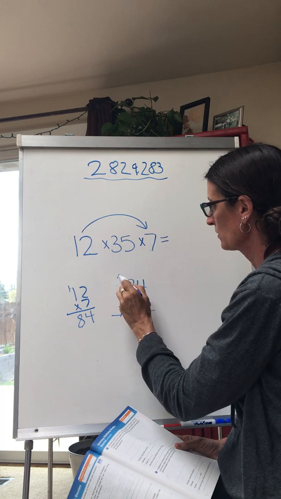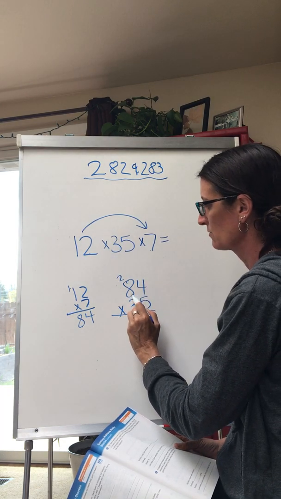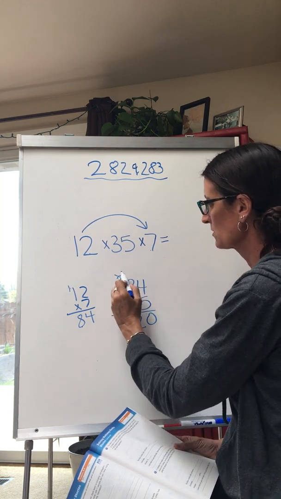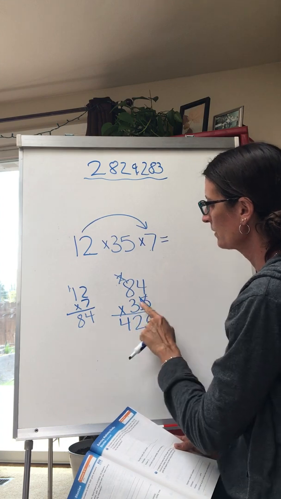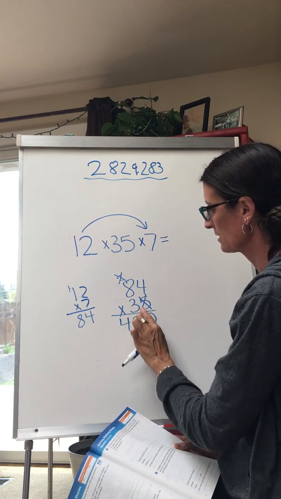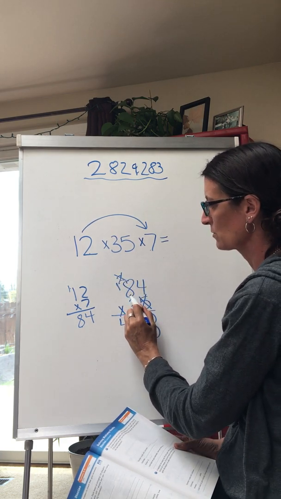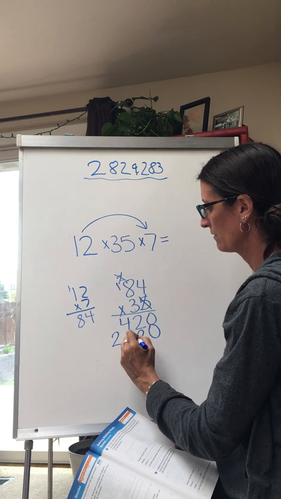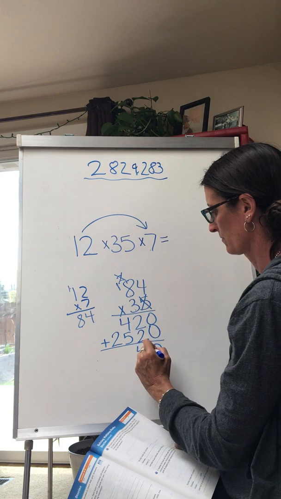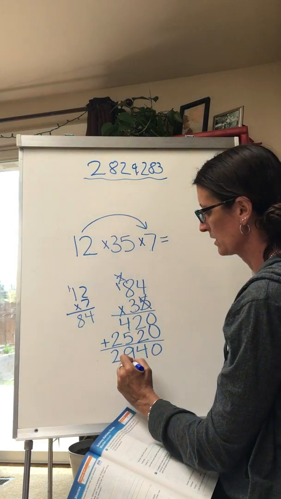5 times 4 is 20. 5 times 8 is 40, 41, 42. And remember, cross those things out when you're done. Then when I go to the 3, I know I have to have a place saver because it's in the tens. 3 times 4 is 12, 3 times 8 is 24, and 1 more is 25. 4 plus 5 is 9, and 1 more is 2.